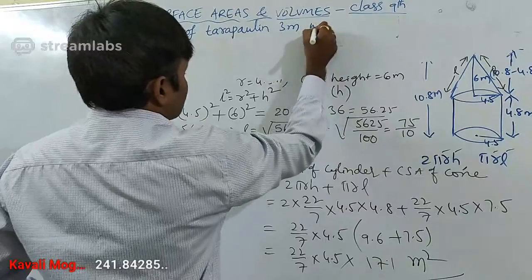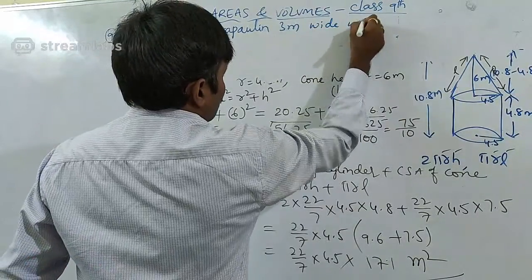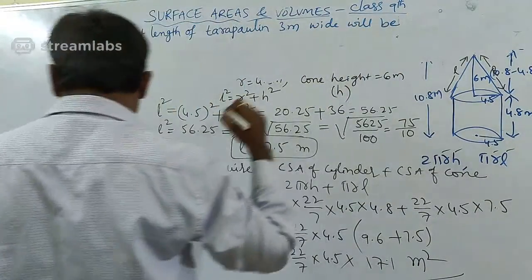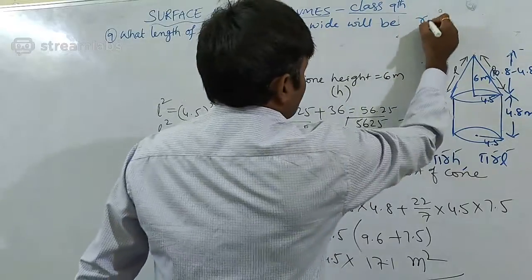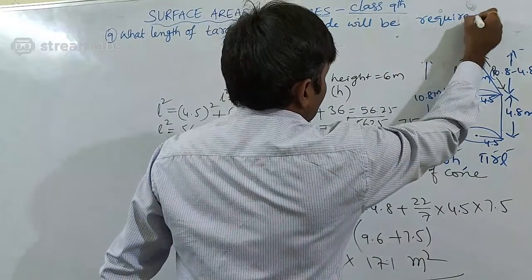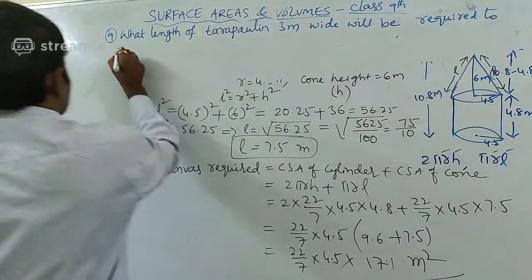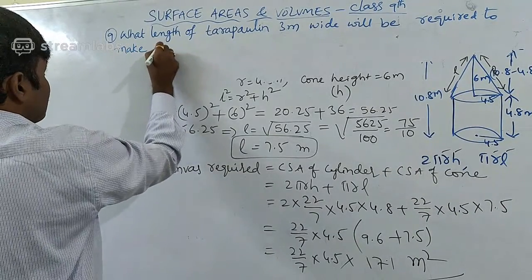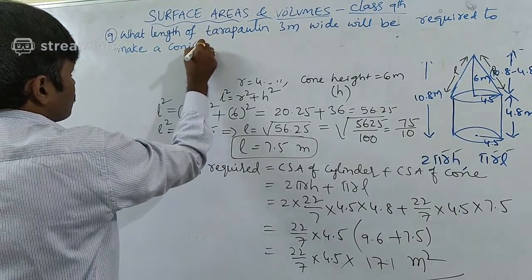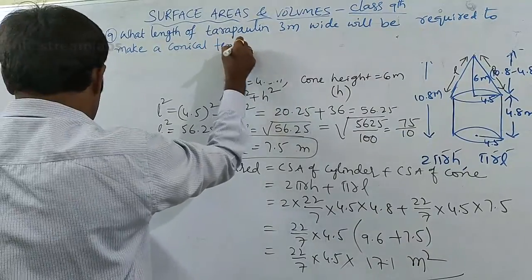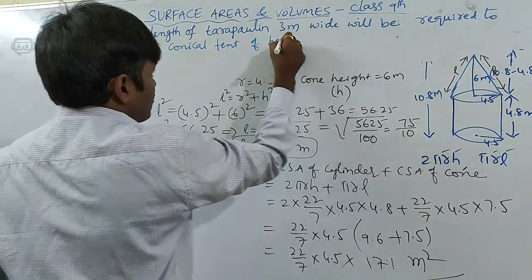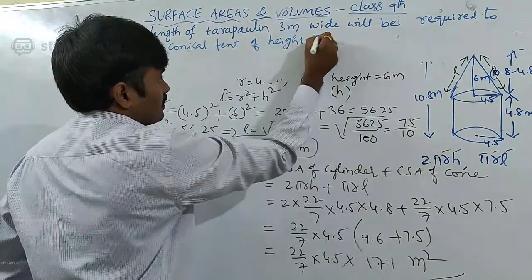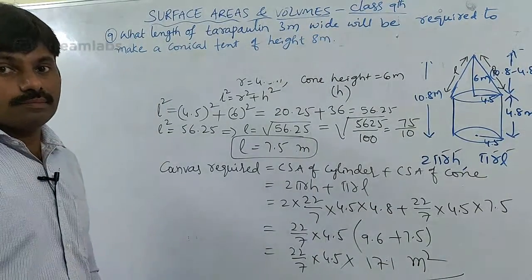3 meters wide will be required to make a conical tent. Make a conical tent of height 8 meters. See here.